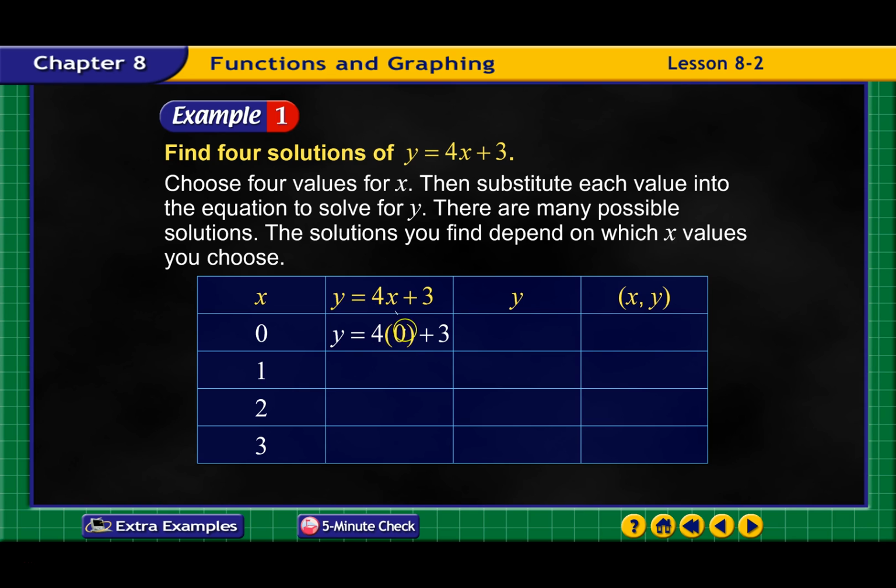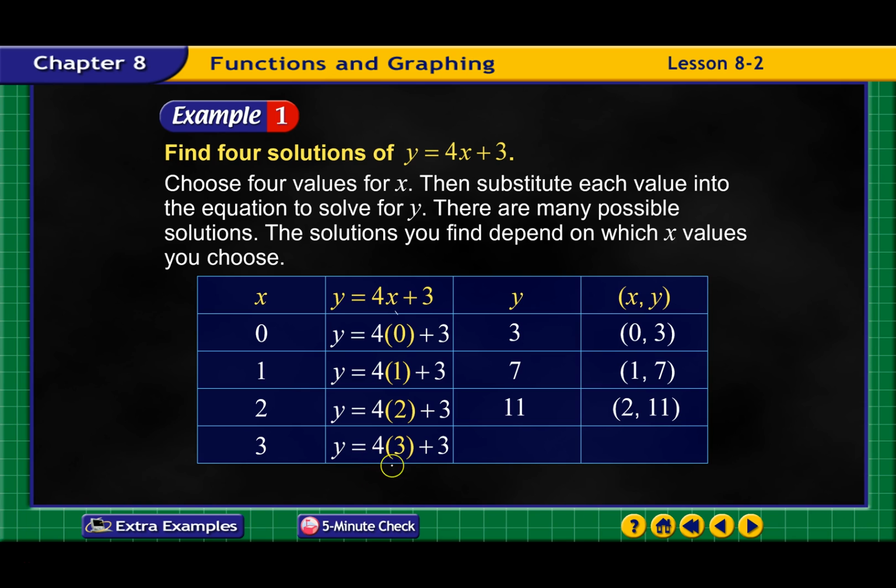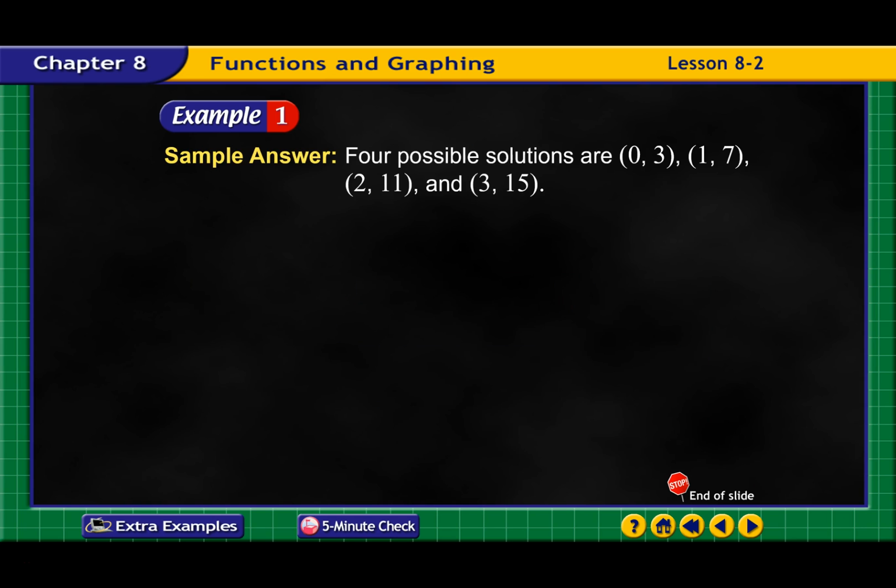So we're going to input 0, 1, 2, 3. Write it in here. 0 substituted in for x gives me a y value of 3, and then I take 0, comma 3, and I put it over here. I input in 1 for x. Simplify that. 4 times 1 is 4, plus 3 is 7. So then I get 1, comma 7. I insert 2 in for x. 2 times 4 is 8, plus 3 is 11. 2, comma 11. Put in 3. 4 times 3 is 12, plus 3 is 15. So the 4 possible solutions that we came up with are 0, 3, 1, 7, 2, 11, and 3, 15.